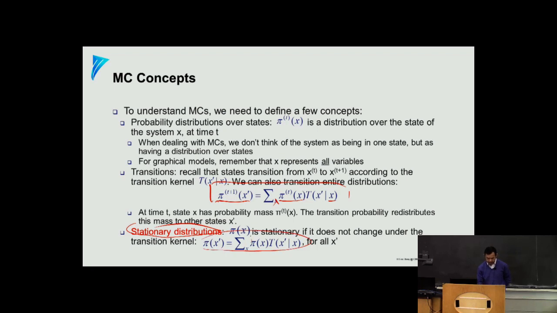So that pi of x, after transitioning due to the transition kernel, should lead to a new distribution which is identical to the starting point. And that basically defines some conditions for the T. Not every T allows such stationarity. Therefore, you need a special T that defines a stationary distribution.